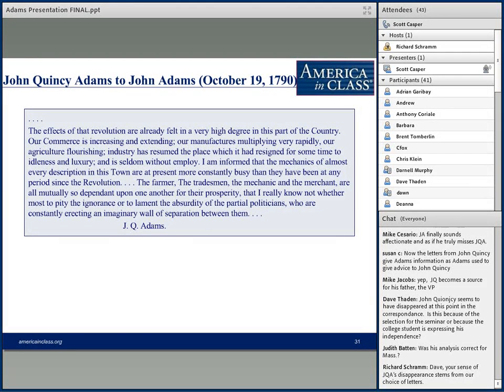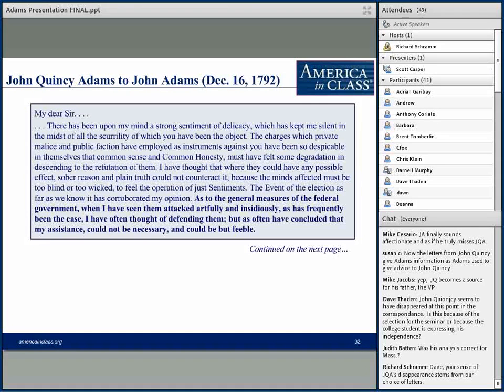Let's move on, because I'm aware that we are closing in on the end of our time. The next several letters get us into the kind of political battles that are going on, and we'll just read some of the bold-faced parts here. It's now 1792. The election of 1792 is over. Washington and Adams have been re-elected as president and vice president.